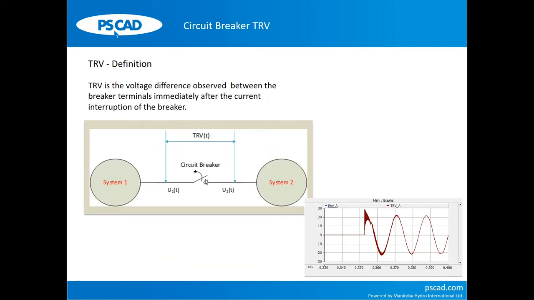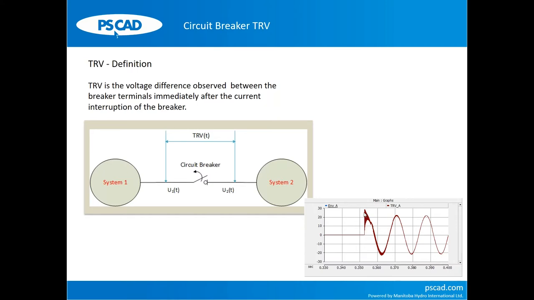You open the breaker. When the current gets interrupted, the voltage across the breaker eventually will settle to a steady 60 or 50 hertz voltage. But because of the electromagnetic transients immediately following the breaker opening, let us say during the first quarter cycle, you can have very high frequency transients appearing across the breaker. So this is what we generally refer to as the transient recovery voltage.